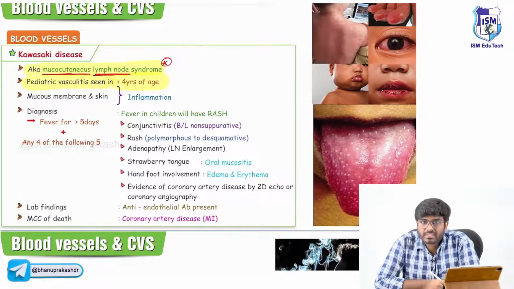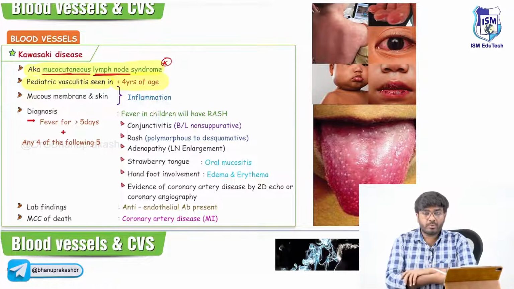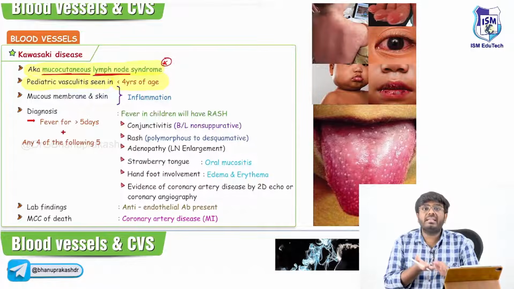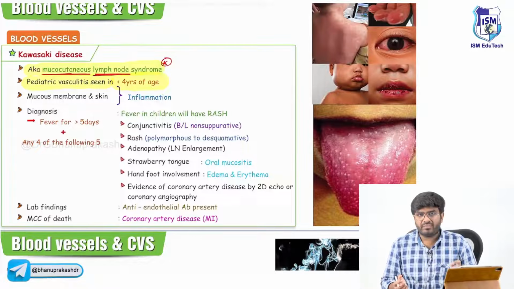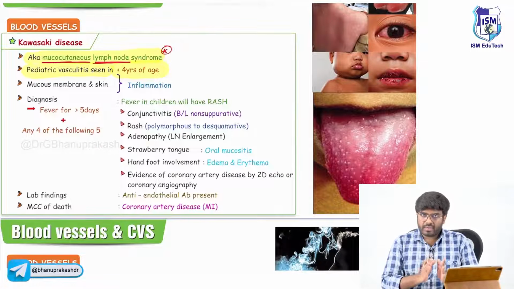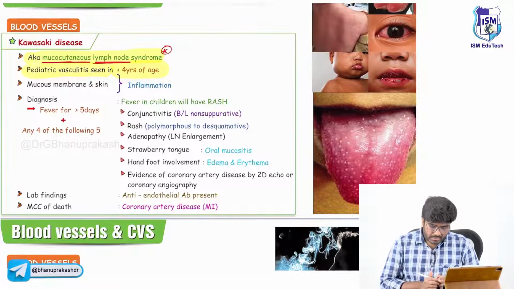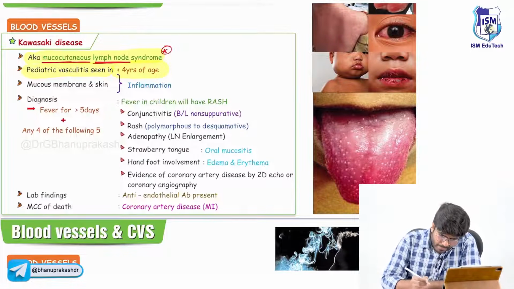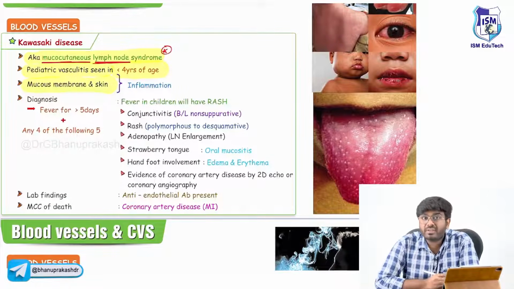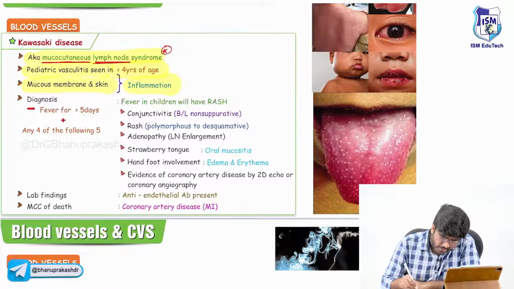The mucosal membranes are going to peel off. I will show you. There will be skin peeling, sir. And the lymph nodes are going to be enlarged. Lymphadenopathy is going to be seen. So one by one, let's discuss. Mucous membranes are going to be involved. That's why it's a mucocutaneous disease, inflammation is going to be there.